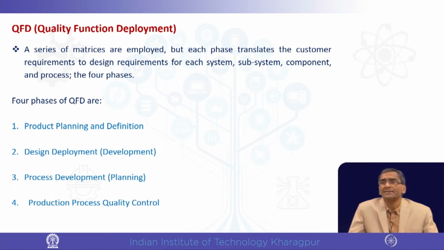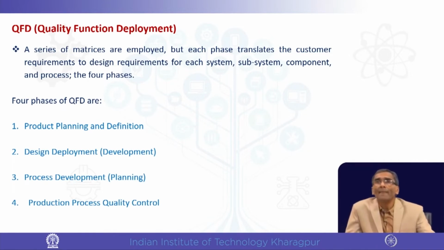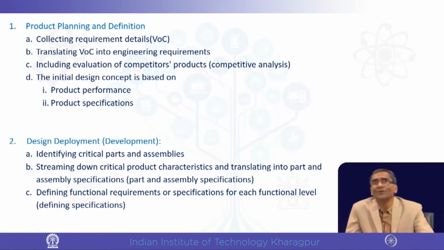The phases of QFD are these following 4: the product planning and definition, design deployment or development, process development or process planning as we are saying here, and production process control or product process quality control. Now, we will check each one of them, like say product planning and definition.